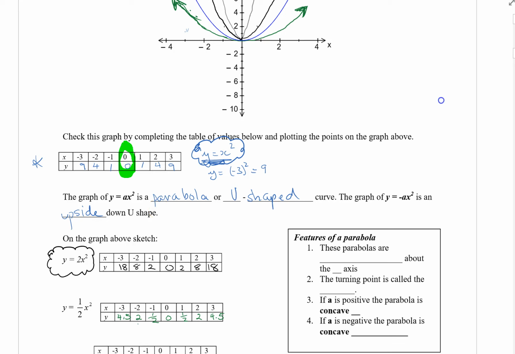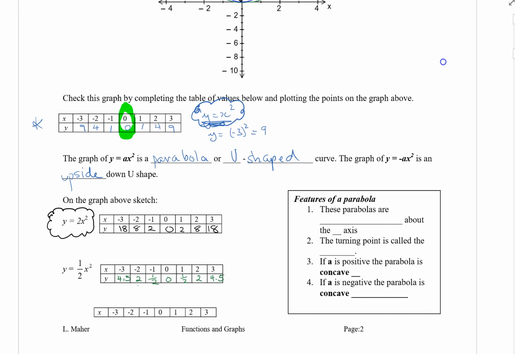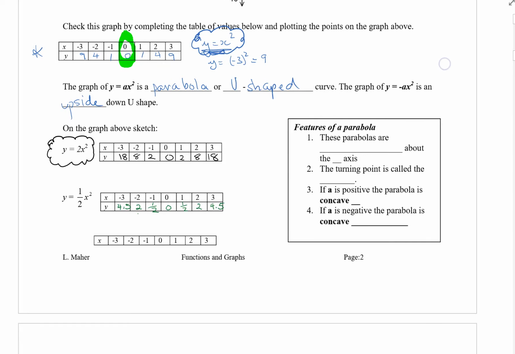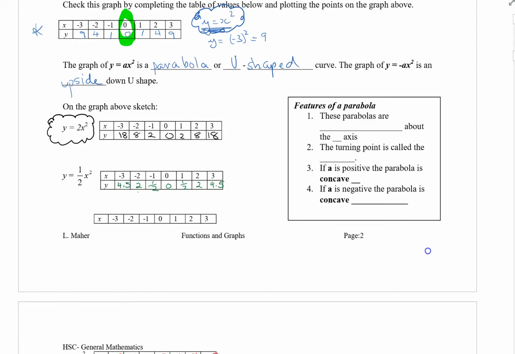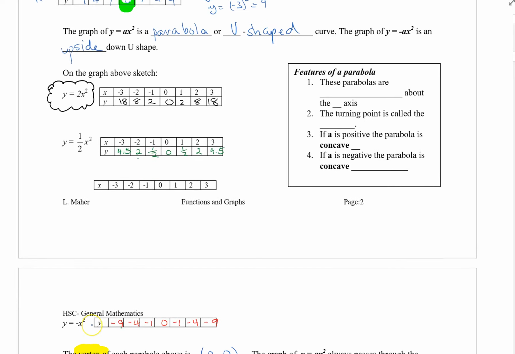Now, we're also going to have a look at the negative. We'll go to red. What happens when we put -1 in front of the x squared? Well, you still square all the numbers, which are the values up in that table. But now you put a minus in front of each one. So we've got -9, -4, -1.